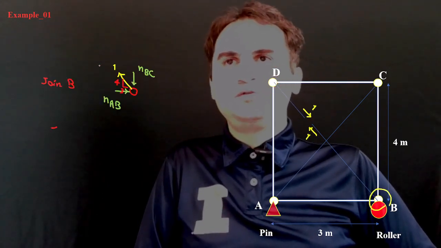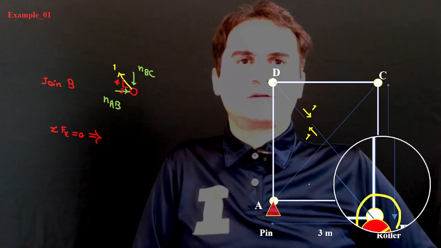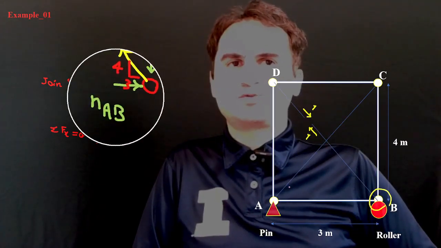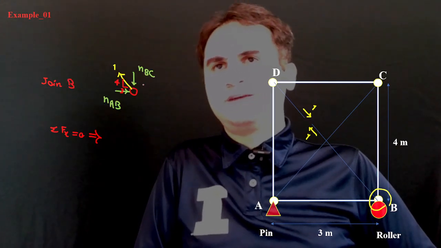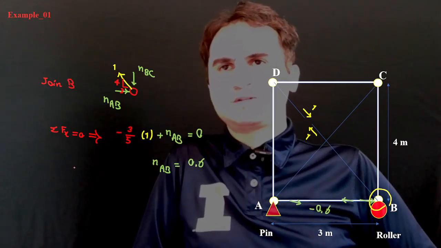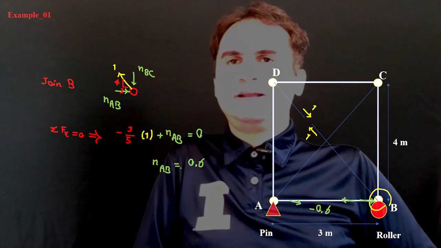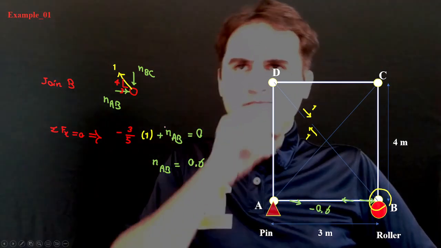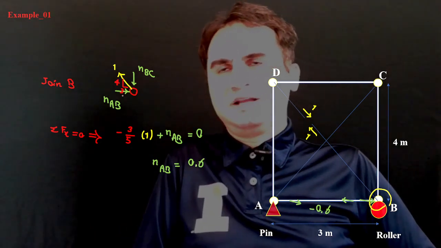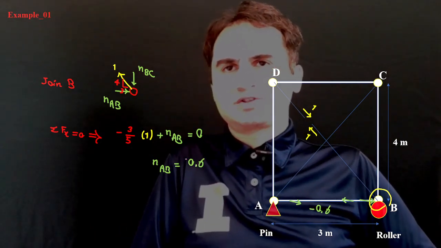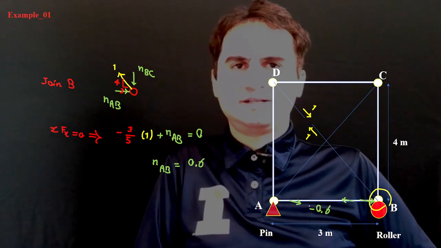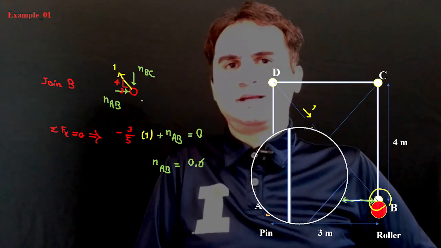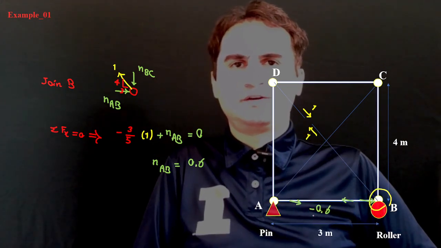If you move to joint B, the same 1 unit force is pulling upward on the joint at B, and we have NBC and NAB. Summation of forces again gives us NAB equal to 0.6, and that's NBA, so that's a push, and it comes out positive. That's consistent, since a push on the joint is a compression, that's negative here.